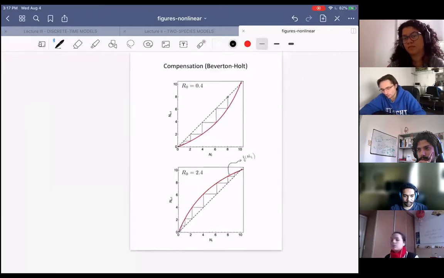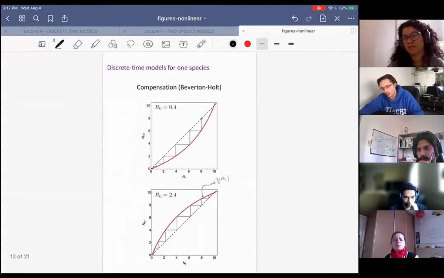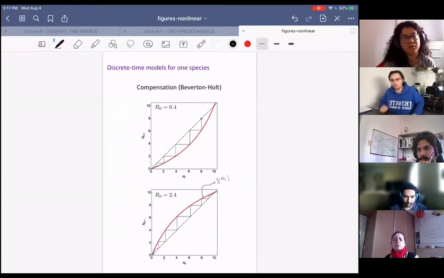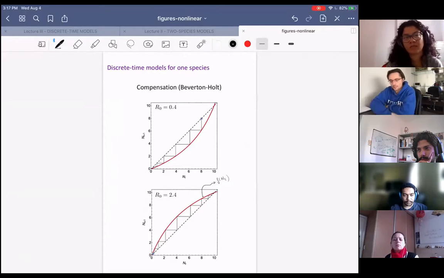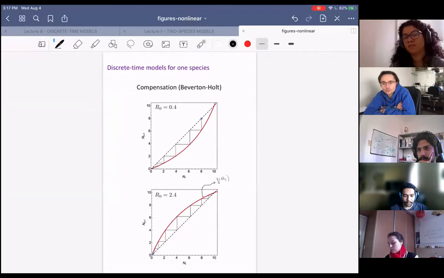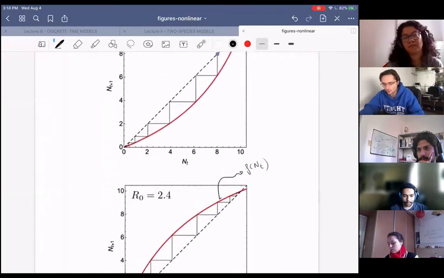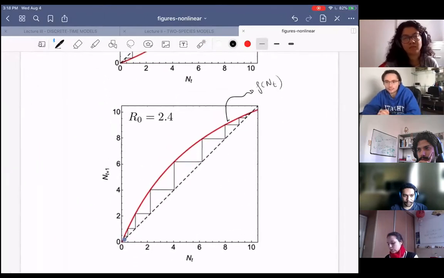So there are very few final notes I want to make about this map before we go to the final map that I want to discuss. The first one is that this is one of the very few discrete or difference equations, or nonlinear difference equations, that we can solve analytically.